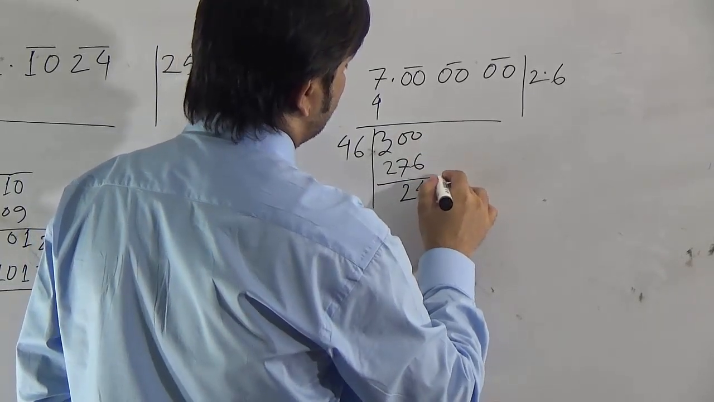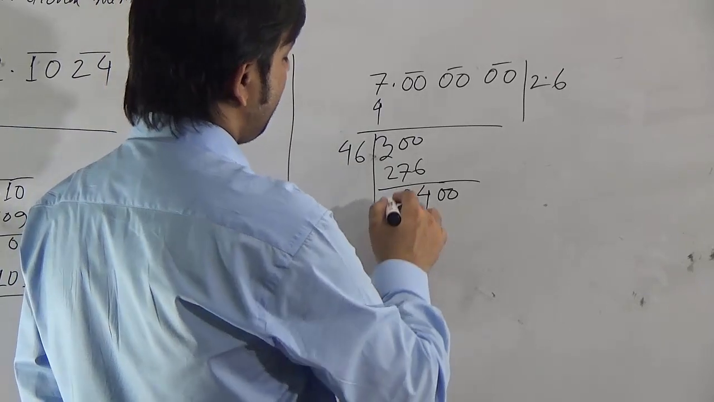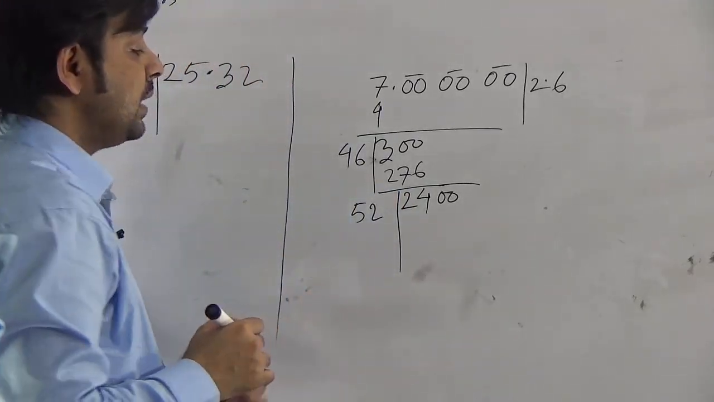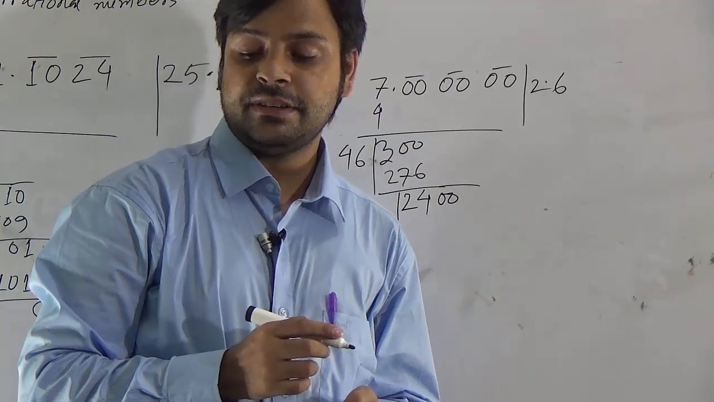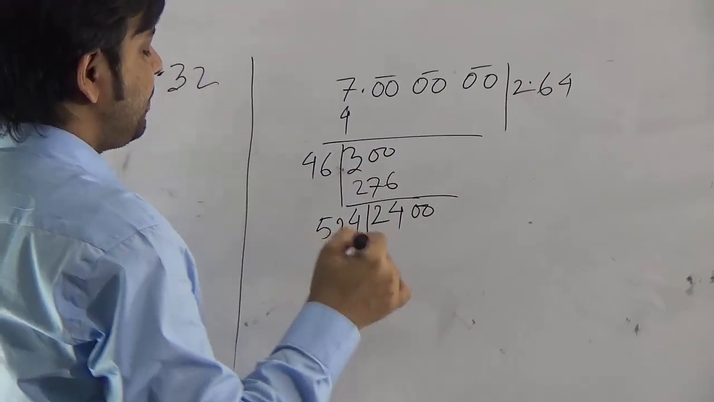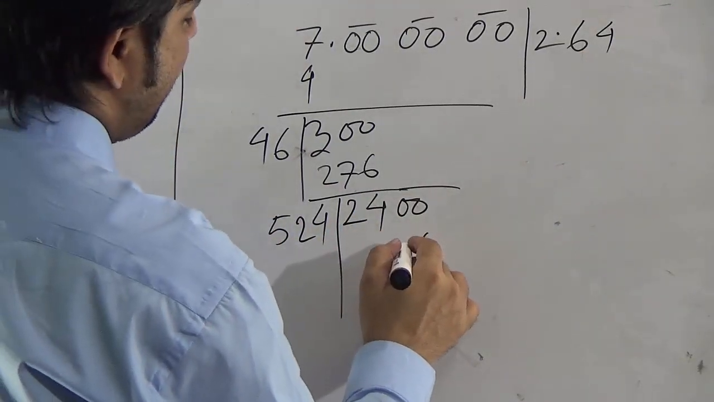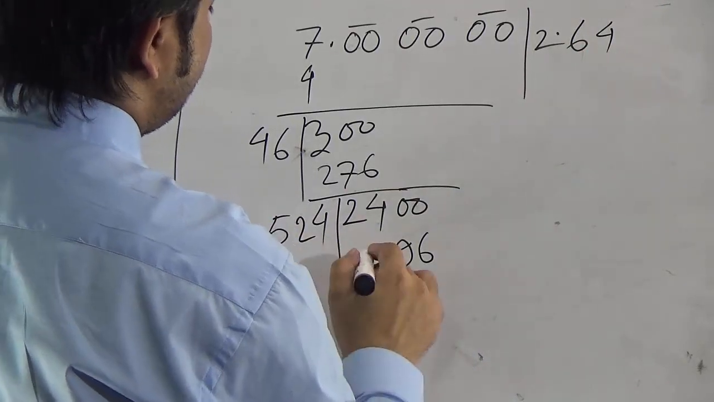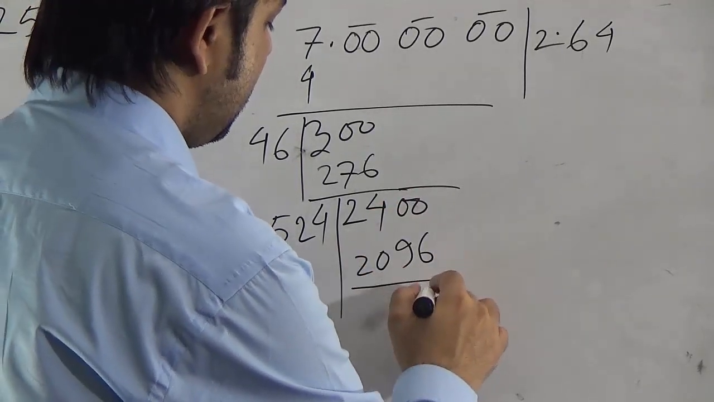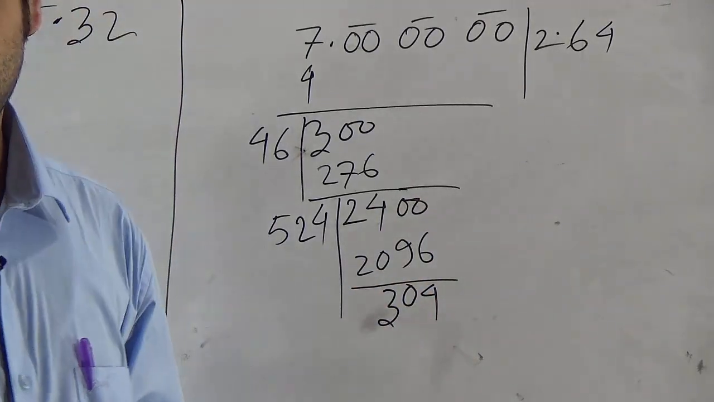Now consider next 2 0. Now take the double of 26. This is 52. Now how many times can we take? We can take 4 times. If we take 4 times, this will be 4 4s are 16, 4 2s are 8 and 1, 9, 4 5s are 20. Now subtract, here you will get 4 0 3. We will get 304 now.